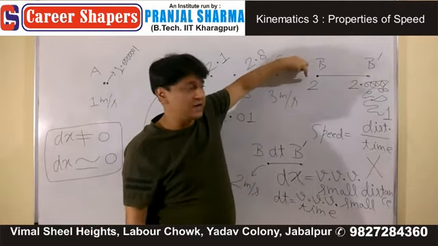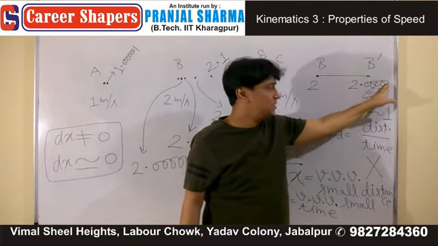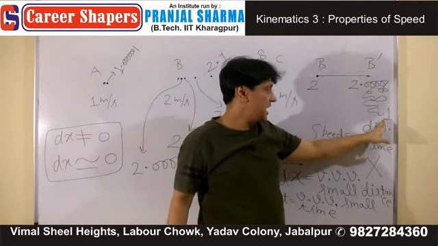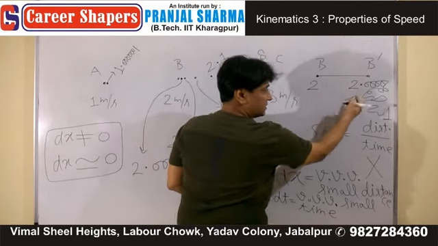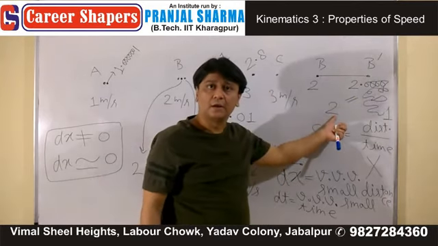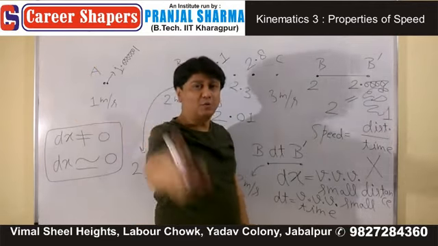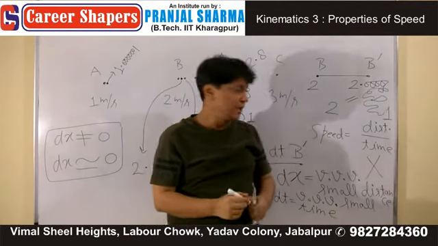Now, at B, what is the speed? 2. At B dash, what is the speed? 2 point, how many zeros? Billions and billions of zeros and 1. I hope you can see that this is approximately 2 only. 2 with billions of zeros and 1 is almost what? 2. That's the beauty.